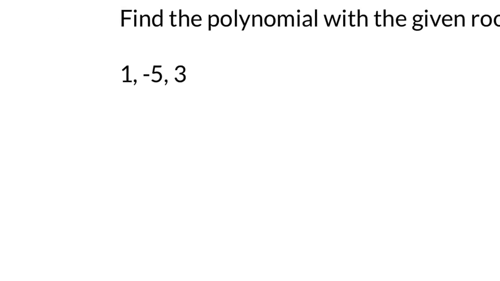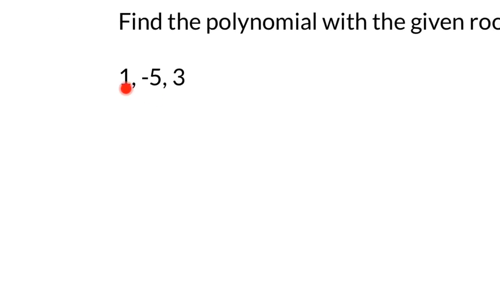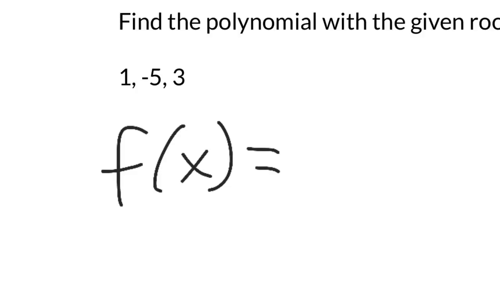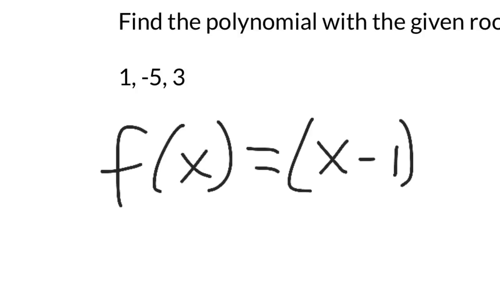If you need to find a polynomial with roots of 1, -5, and 3, that means 1 is a 0, -5 is a 0, and 3 is a 0. So let's start by doing this. We're making a function, and it needs to have an x minus 1 in the function, because if you plug in 1 right now, 1 minus 1 gives you 0. It is indeed a root.